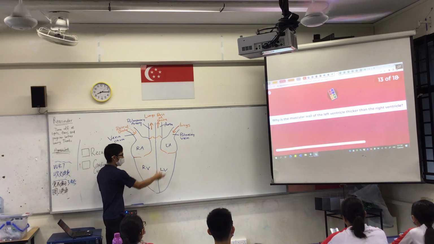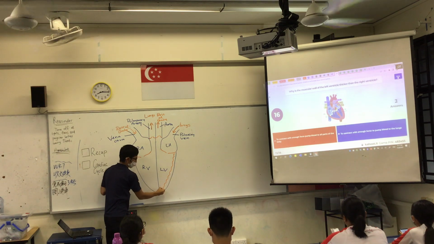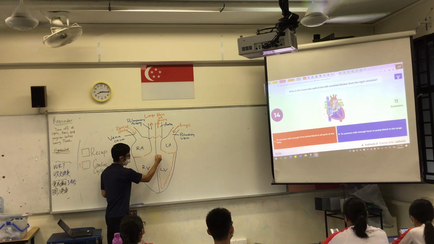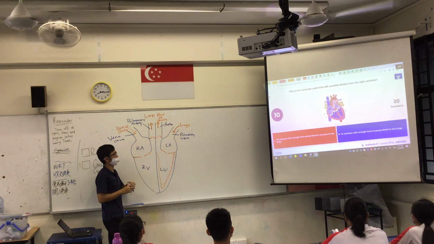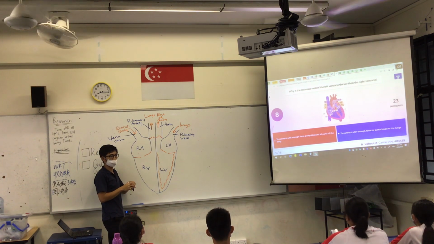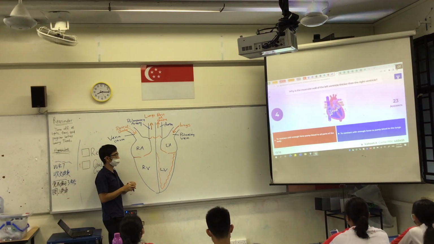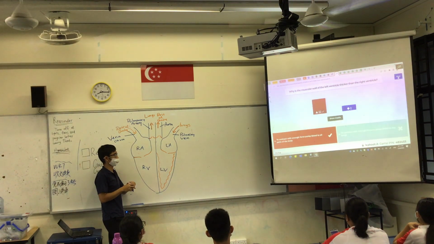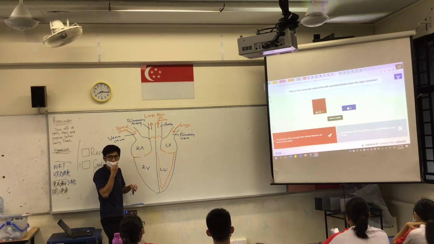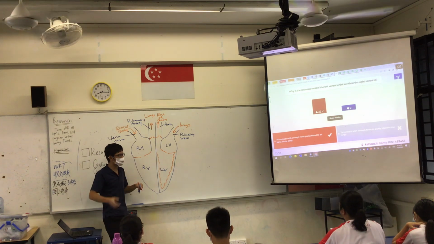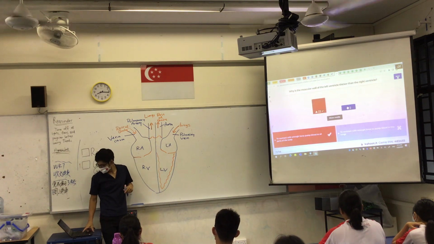Why is the wall of the left ventricle so much thicker? Why got so much more muscle? Okay, so this was not taught to you outright, but it's an inference question. Because you need to pump blood to the rest of the body, so you need a lot of power.